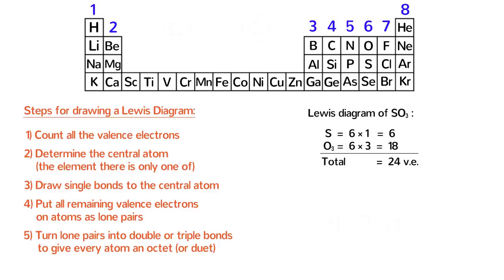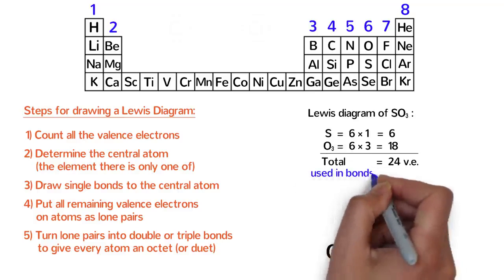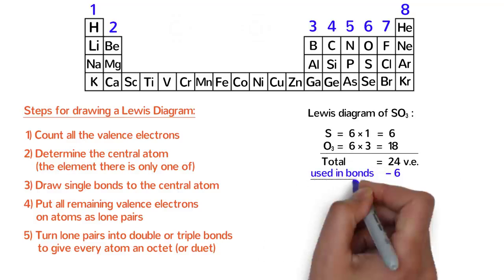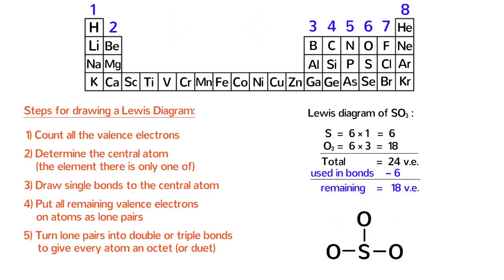Step 2. Determine the central atom. This time, sulfur is the central atom because there is only 1 sulfur in the molecule. We write sulfur in the middle with the 3 oxygen atoms all around it. Step 3. Draw single bonds to the central atom. Step 4. We started with 24 valence electrons, and we have used 6 electrons to make the 3 single bonds. This means that we have 24 minus 6, or 18 valence electrons remaining.